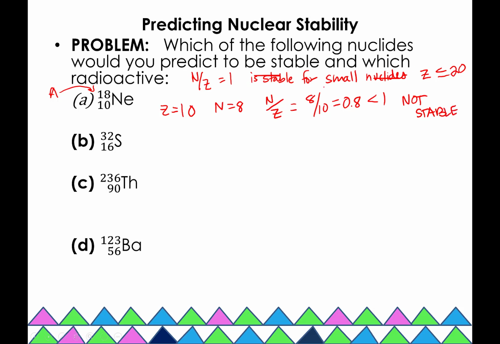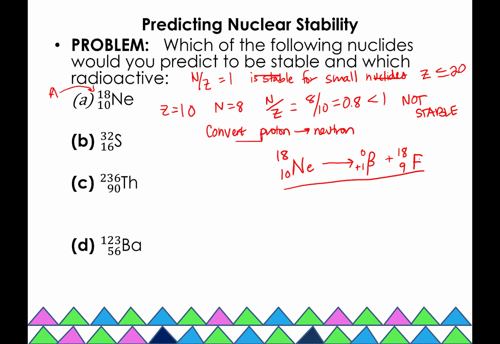Here, our N/Z ratio is less than 1. So that means that we have too many protons. So we need to convert a proton into a neutron. If you remember from when we were talking about different types of emission, positron emission would convert this from neon 18 into fluorine 18. So this is the radioactive decay that we would predict.